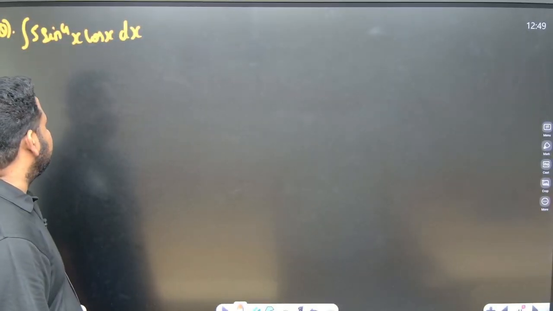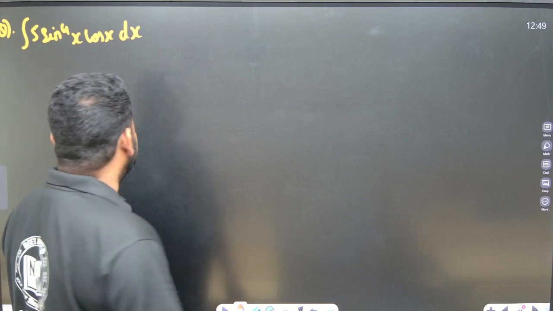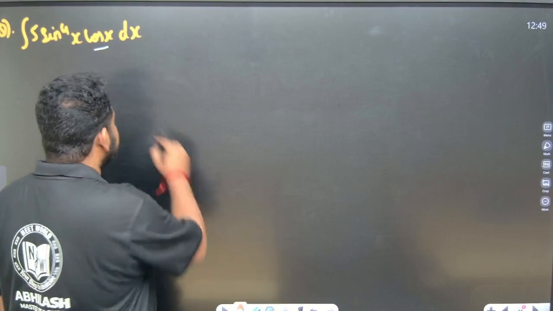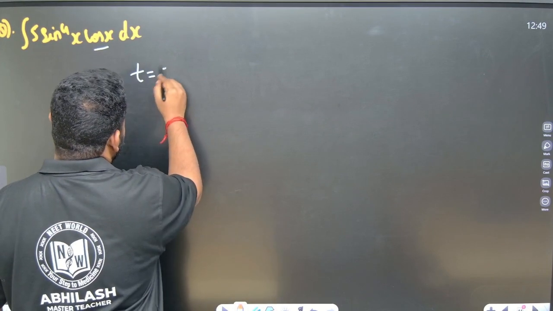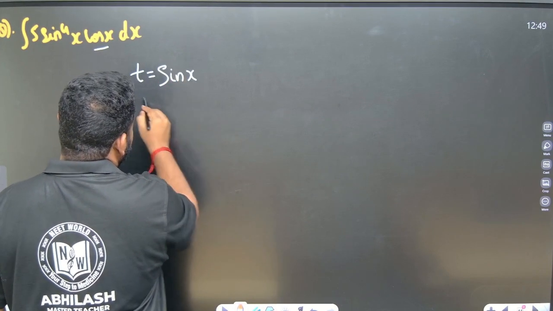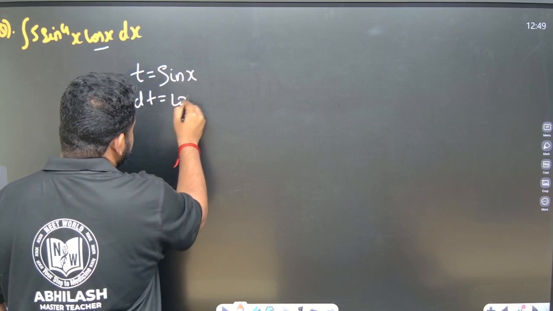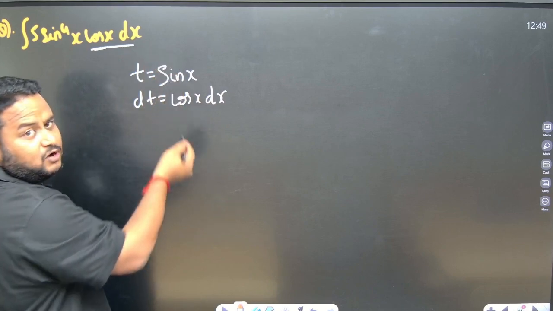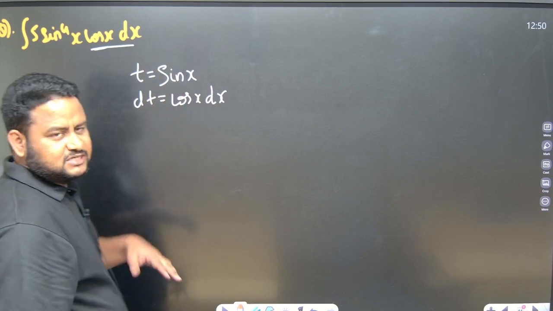Now they are asking for the integral of 5 times sin to the power 4 x cos x dx. Here I should eliminate cos x dx, so I will take t is equal to sin x. So dt will become cos x dx. Very simple question. So cos x dx will just become dt.